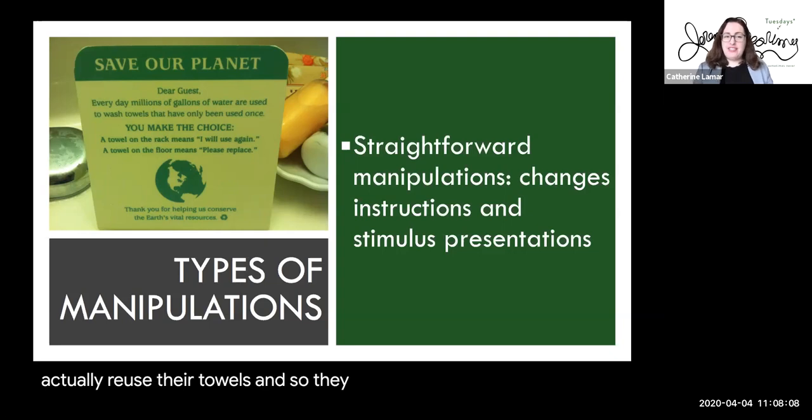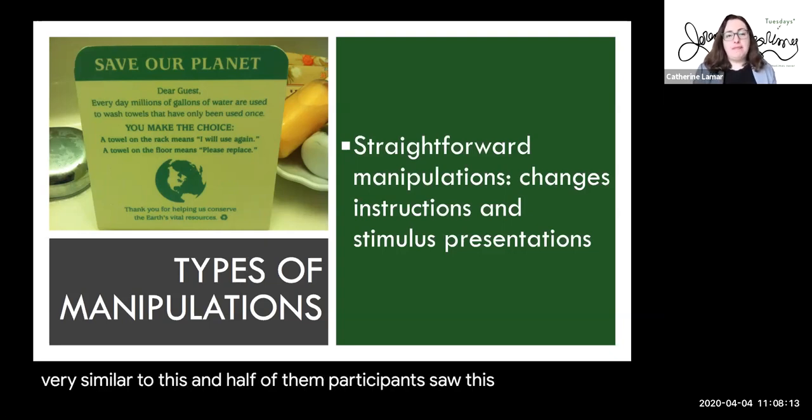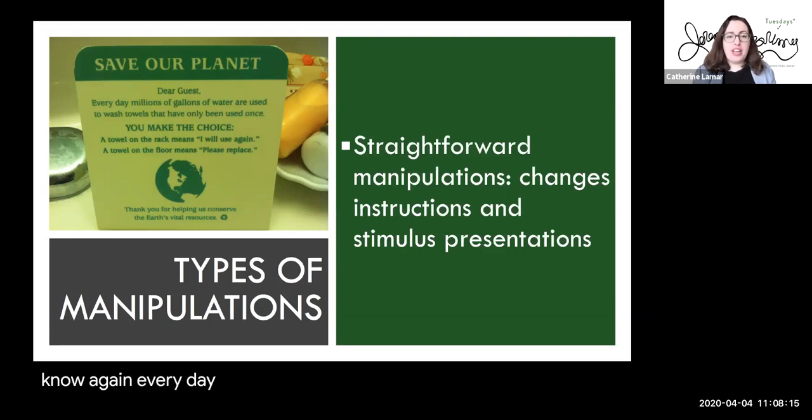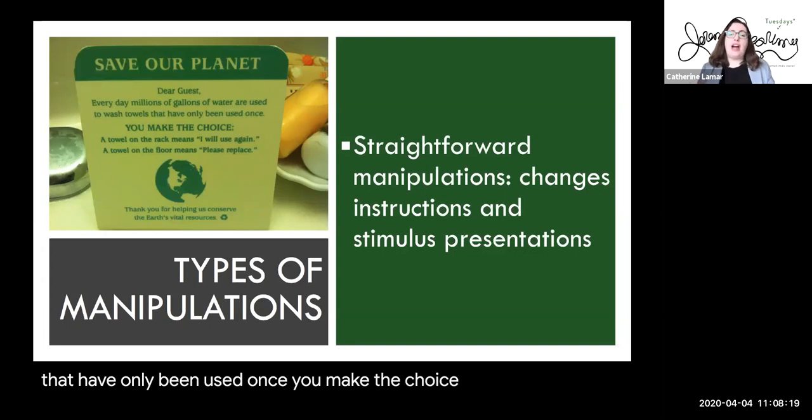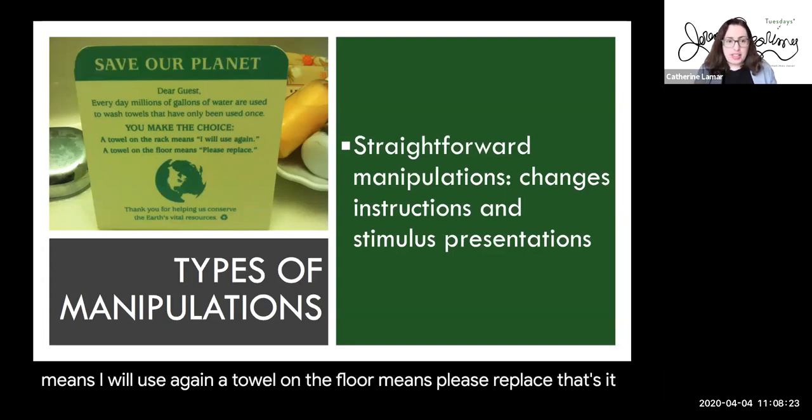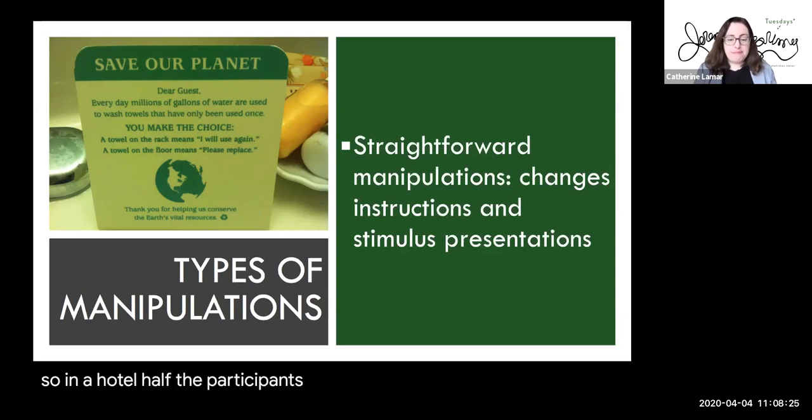And so they had a sign very similar to this, and half of the participants saw this sign. It said, again, every day millions of gallons of water are used to wash towels that have only been used once. You make the choice. A towel on the rack means "I will use again." A towel on the floor means "Please replace." That's it. So in a hotel, half the participants saw that sign.